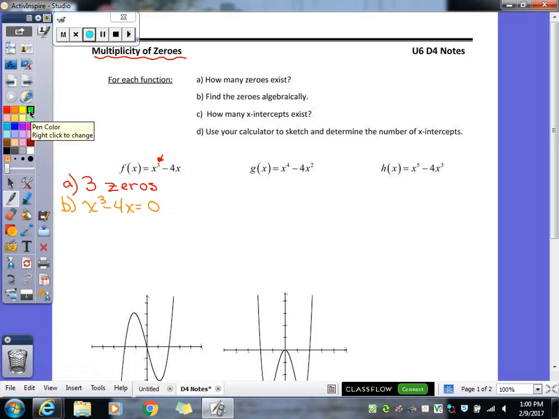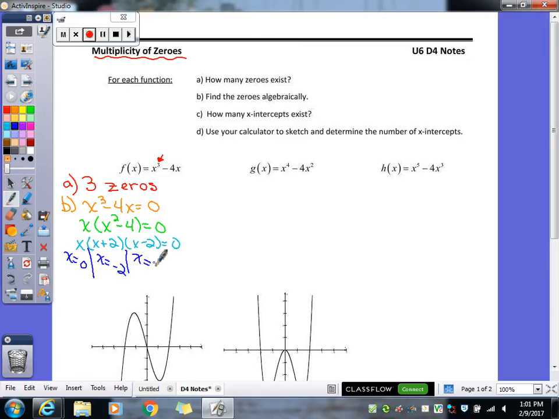And we're going to go ahead and solve it. So do we have a GCF? Yes. We have a GCF of x. And then we have x squared minus 4. How does our x squared minus 4 factor? Good. x plus 2, x minus 2. So our zeros would be 0, negative 2, and positive 2.